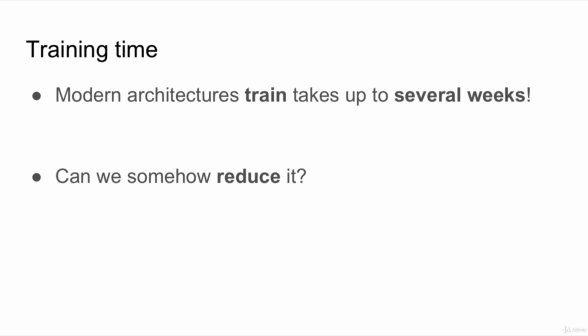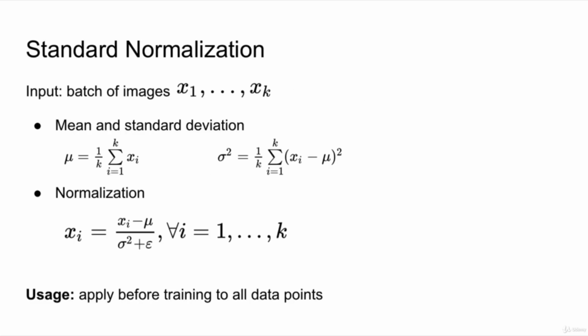Now we came to the question of speeding up our training and normalization. Training of modern convolutional neural networks may take up to several weeks, and the question is, how can we reduce this time? Of course, we can use several GPUs, but it is not always available. Moreover, training can take several weeks even with multiple GPUs.